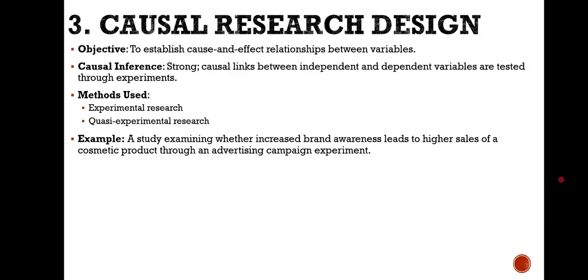Next, we have causal research design. The objective of this research design is to establish a cause and effect relationship between variables. The causal inference is strong, and the causal link between independent and dependent variables is tested through experiments. Okay, so these are the methods we use in case of causal research design: experimental research and quasi-experimental research design.